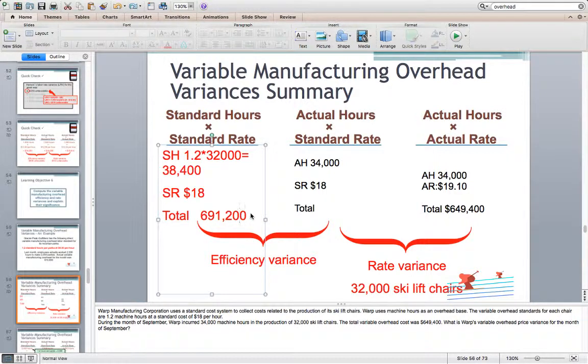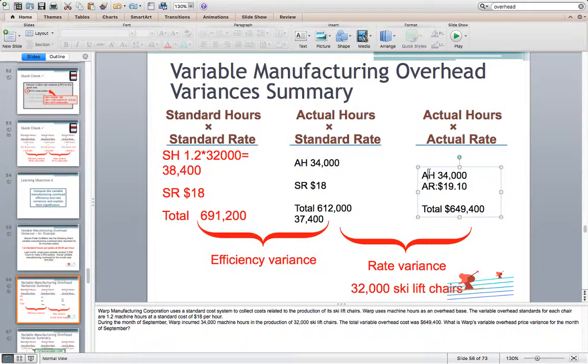And so what is the overhead rate variance? So rate variance, so we're looking at this difference. So I need to do this math. 34,000 times $18 is 612,000, and so I'm comparing these two for my rate variance. So the difference between 612 and 649,400 is 37,400. And I always just take the bigger one minus the smaller one, just so it's a positive number, and then I just see if it's favorable or unfavorable.